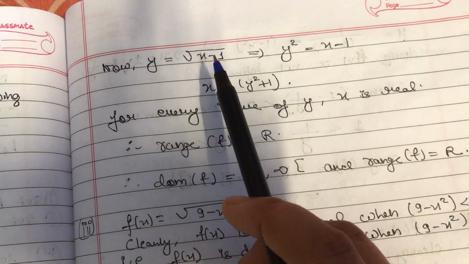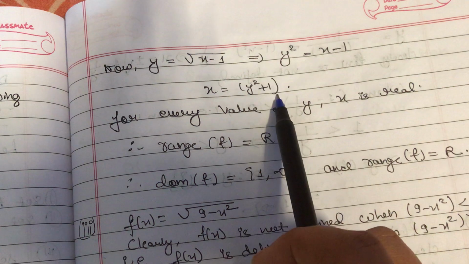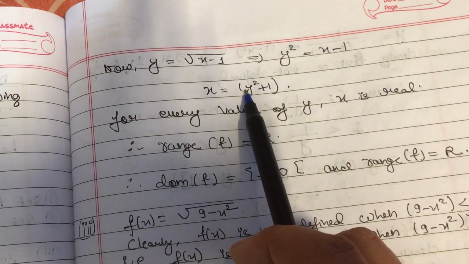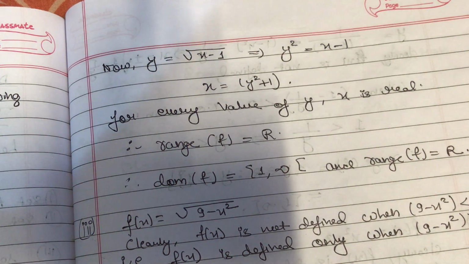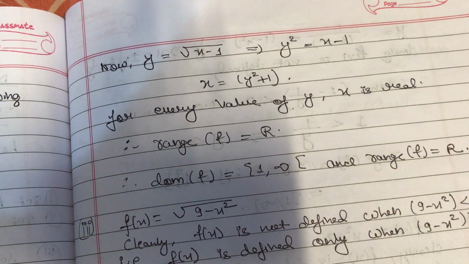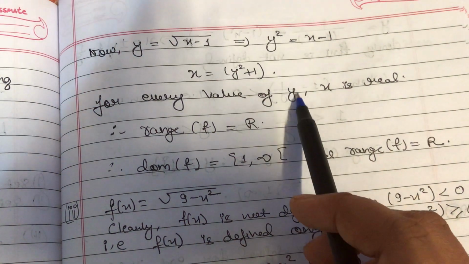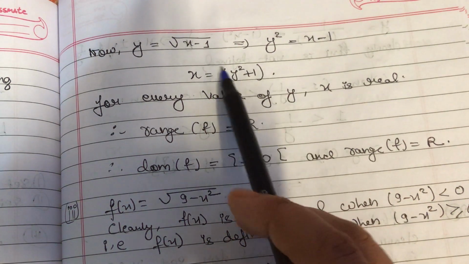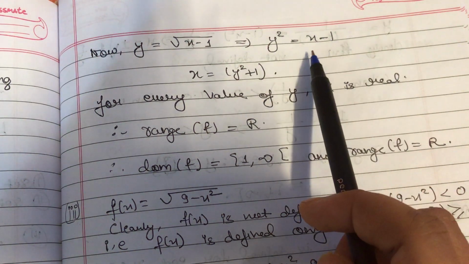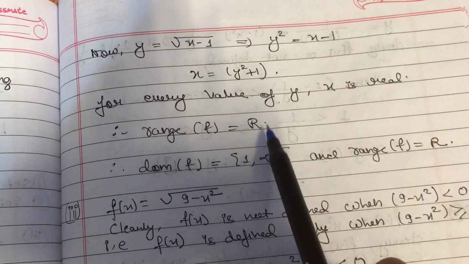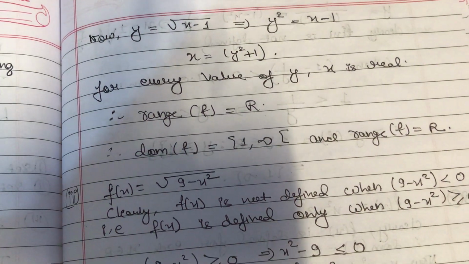So I can write y equals root x minus 1. If you square both sides, you will get x equals y square plus 1. It is very clear that I can put any value of y over here. In every case, the square of any number is always positive, right? So for any value of y, definitely this function is defined. We can define the function, and in every case we are going to get a real number only. So the range is going to be R.